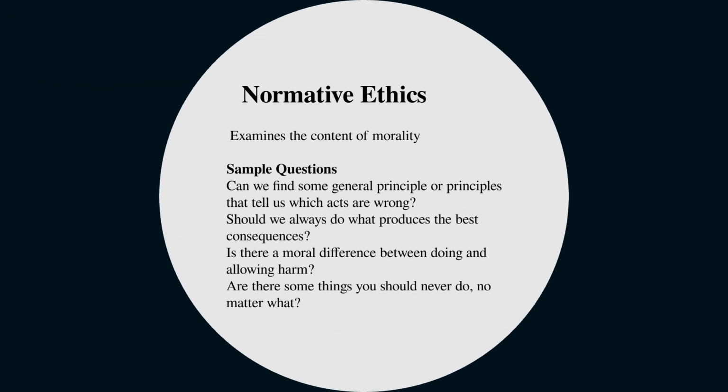The second branch of ethics is my favourite, normative ethics. Normative ethics examines the content of morality. So we want to see what we can say generally about what makes things right or wrong. We try and find some general principle or principles that tell us which acts are wrong. Or we try and pick out which things make a difference to whether acts are right or wrong. Should we always do what produces the best consequences? Is there a moral difference between doing harm and merely allowing harm? Are there some things you should never do, no matter what?